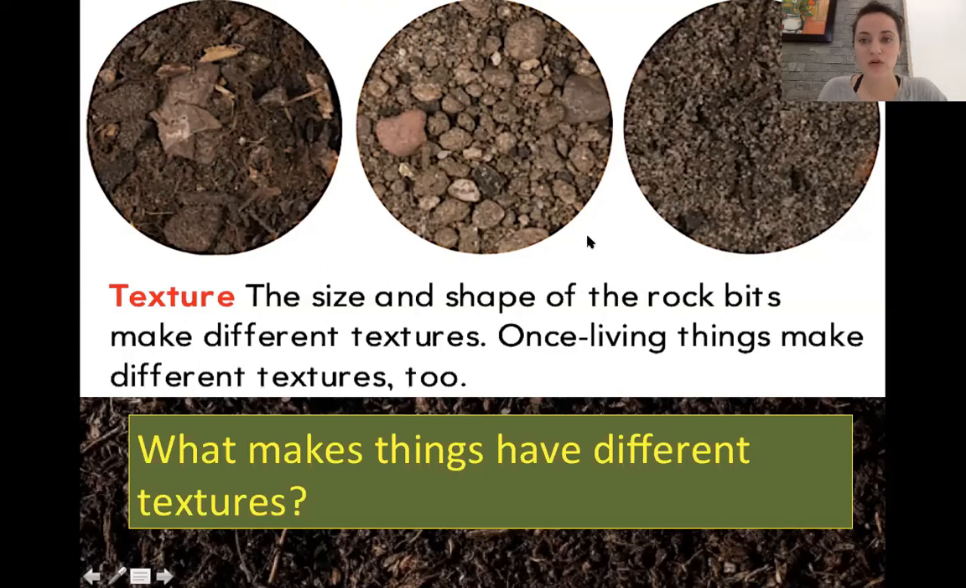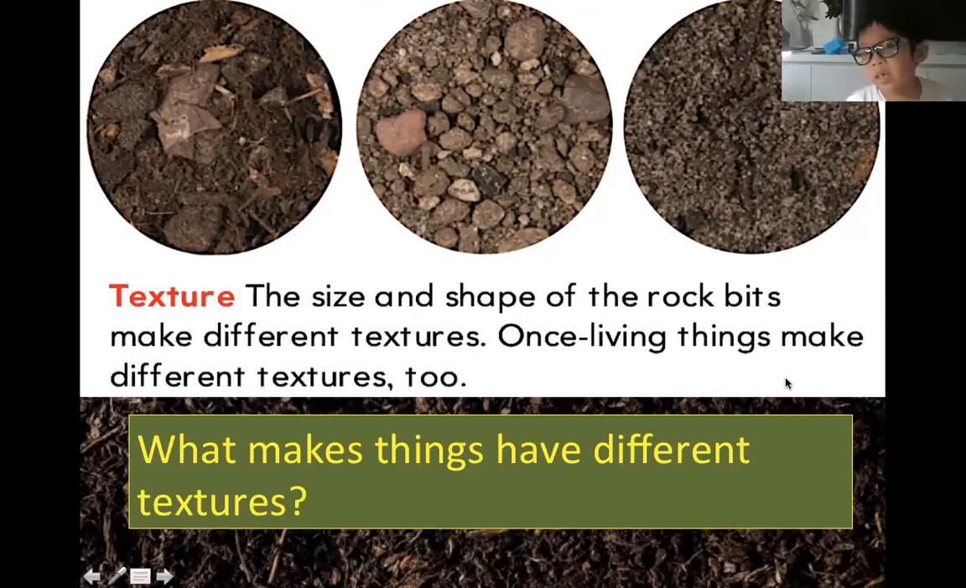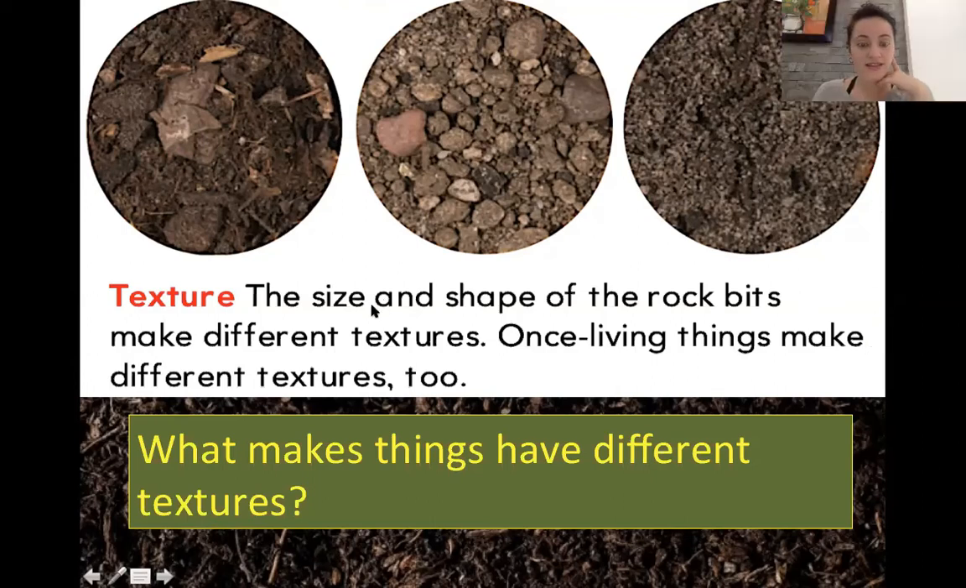Why does this middle picture, Sina, not feel like this picture? Because they have small size. Very good. So right here, the size and shape of the rock bits make different textures, and so do the once living things. Look, this soil on the left here has little leaves, it has twigs.